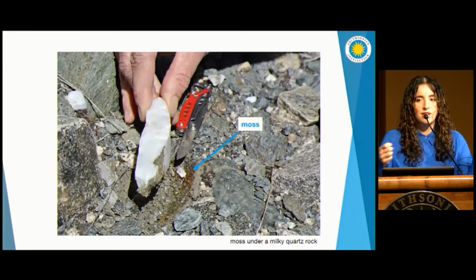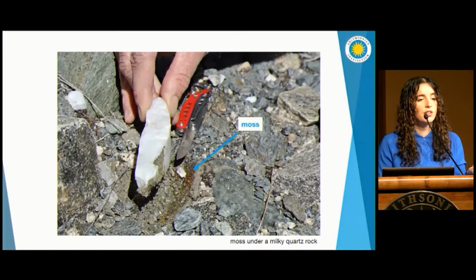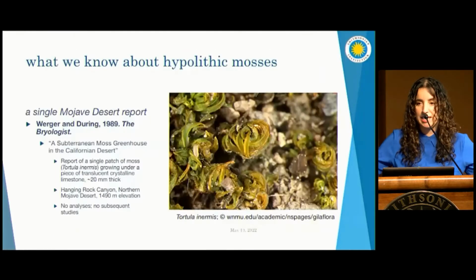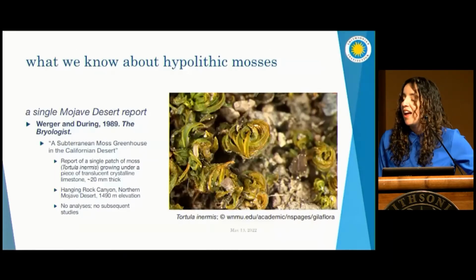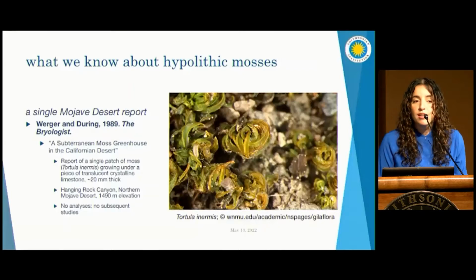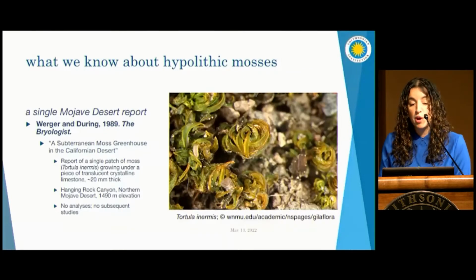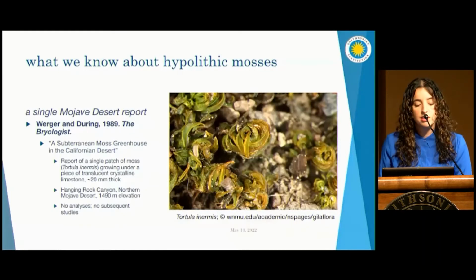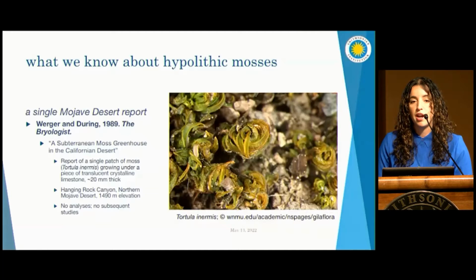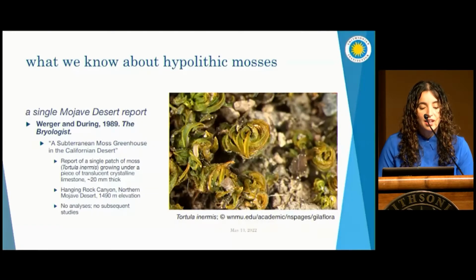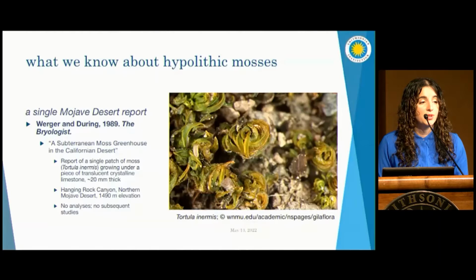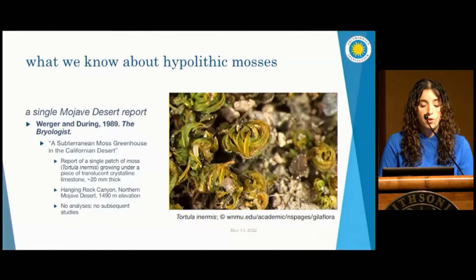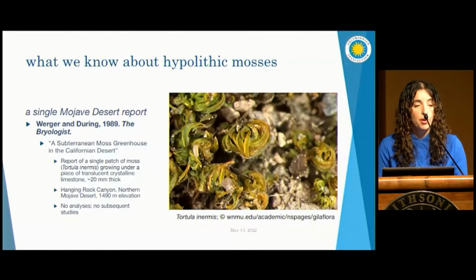So we picked up more rocks and kept finding moss under these white quartz rocks in the area. So, like any scientist, I went to the literature, and I could find only one single report of mosses that live under rocks in the Mojave Desert, which would be called a hypolithic moss. And it was this paper published in the Bryologist in 1989. And it really wasn't much more than what you see here. It was truly just a report, a paragraph of a sighting of the moss Tortula inermis growing under a crystalline rock in the Mojave.